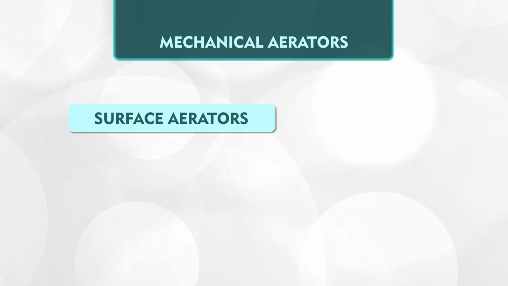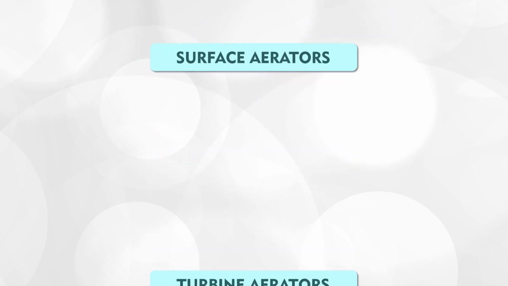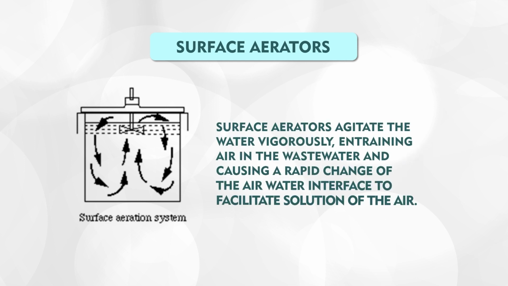Now, mechanical aerators. Mechanical aerators are of two general types: surface aerators and turbine aerators. Surface aerators consist of submerged or partially submerged impellers, which are centrally mounted in the aeration tank. Surface aerators agitate the water vigorously, entraining air in the water and causing a rapid change of air-water interface to facilitate solution of the air.